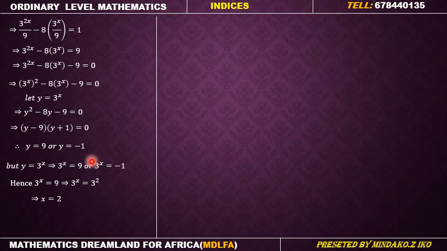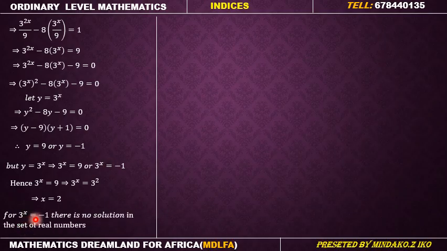Now for this other part here, there will be no solution. So for 3 power x equal to -1, there is no solution in the set of real numbers. So that is it.